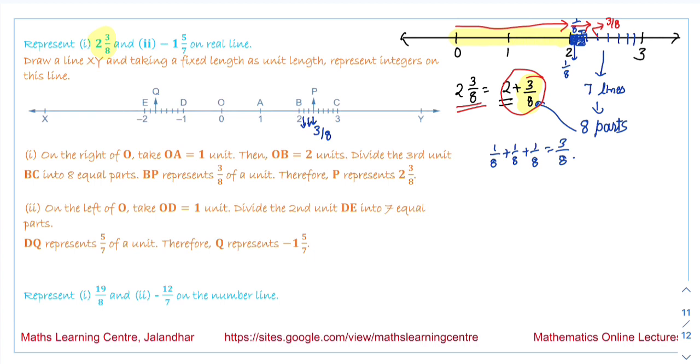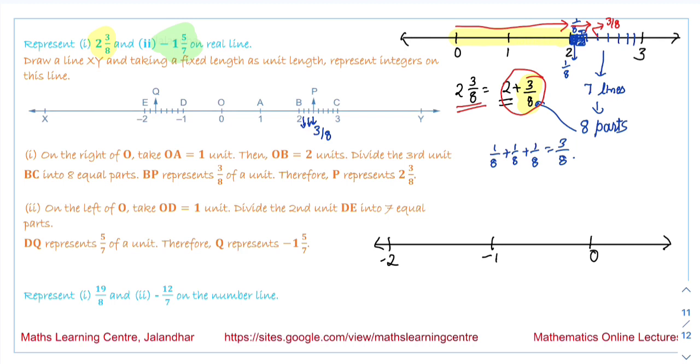Next we have to draw the point minus 1 whole 5 by 7. So minus 1 whole 5 by 7 means it will lie on the left side of 1 and on the right side of minus 2. Suppose I am drawing the number line over here. This is the point 0, this is the point minus 1, this is the point minus 2. So we are moving towards the left hand side, it is a negative number.